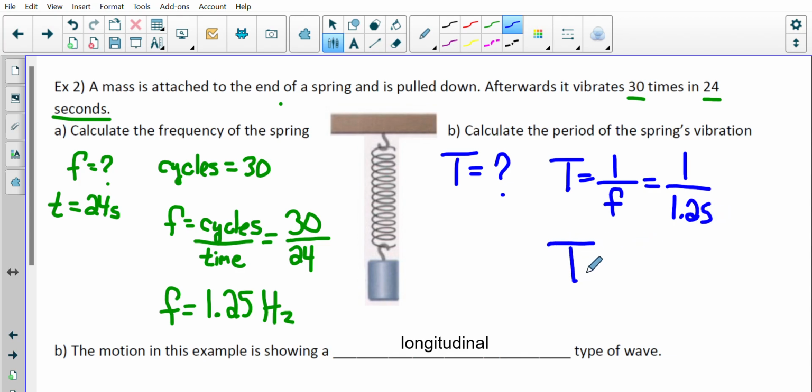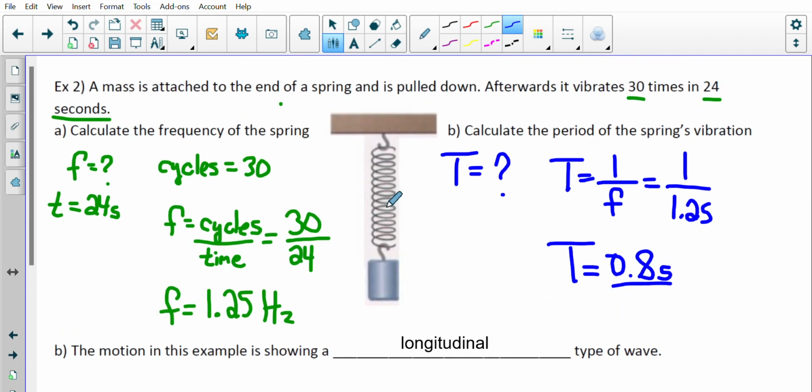And again, the period is going to be in our standard units because it's time, how long it takes for a vibration. And let's see, 1 is smaller than 1.25, so we're going to get a decimal here. I get a 0.8 seconds. So the frequency is telling us that there are 1.25 vibrations every second, but it only takes 0.8 seconds for one vibration. All right, so frequency is how many vibrations per second, and period is how long it takes for one period or for one cycle.